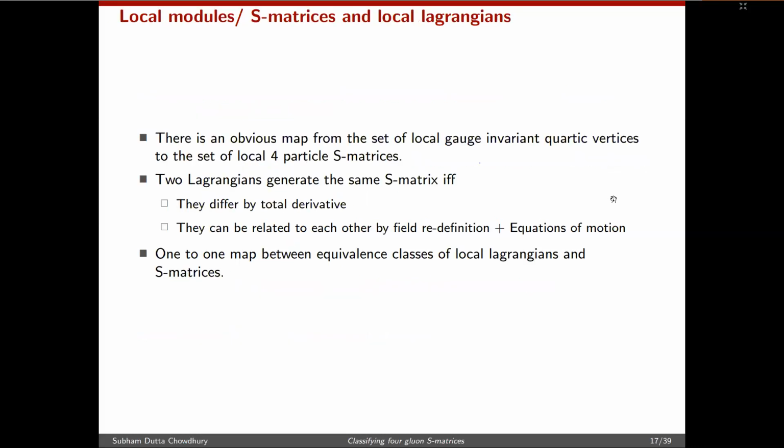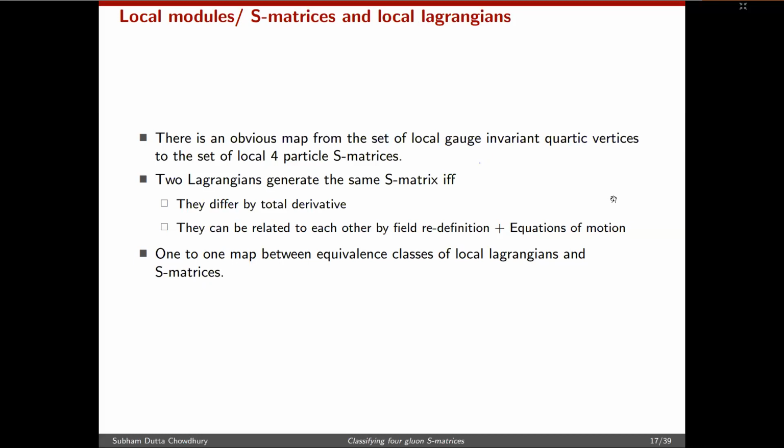So there is a one-to-one relation between the S matrix and the local Lagrangians. This is referring to Anish's question: two Lagrangians generate the same S matrix if they differ by a total derivative, and they can be related to each other by field redefinitions and equations of motion. So there is a one-to-one map between equivalence classes of local Lagrangians and S matrices. Anish, does that answer your question? Yes. So this is how we do this.